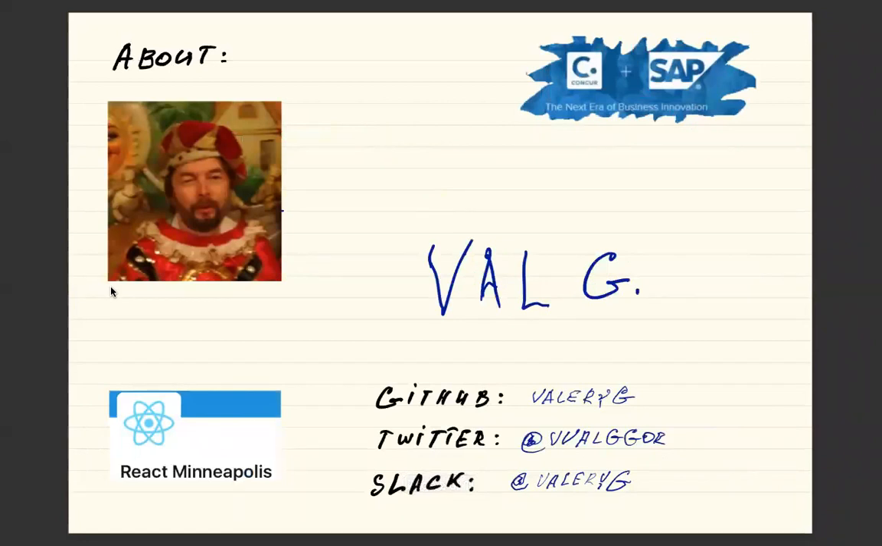My name is Val. My last name is not pronounceable and not spellable, so don't try it at home, but G will do. I work for Concur, which is a part of the SAP company. SAP is one of the oldest and probably one of the biggest whales in the industry. And as you can see, we are advanced enough to use React and all this interesting stuff. And here is my picture as a king. So I will be king of your presentation today. And I'll try to be.